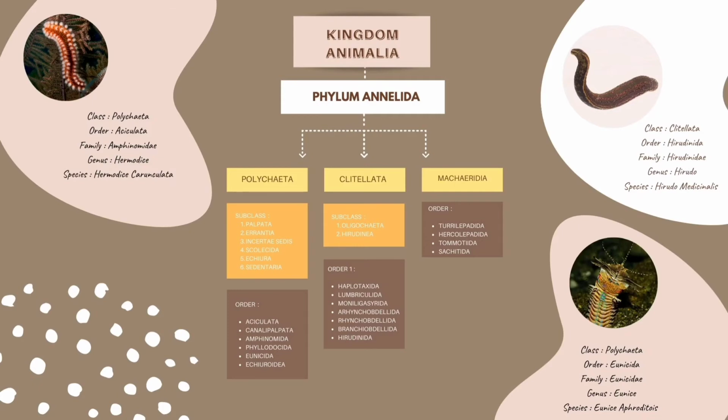Clitellata also contains some others, which are Haplotaxida, Lumbriculida, Moniligastrida, Rhynchobdellida, Branchiobdellida, and Hirudinida. And the last class is Macrostomida, which contains four orders such as Turbellaria, Haplopharyngida, Tomotida, and Sachitida.